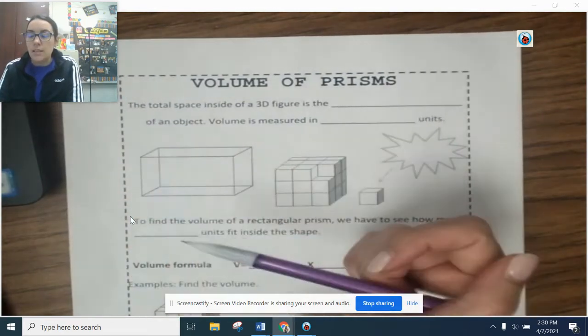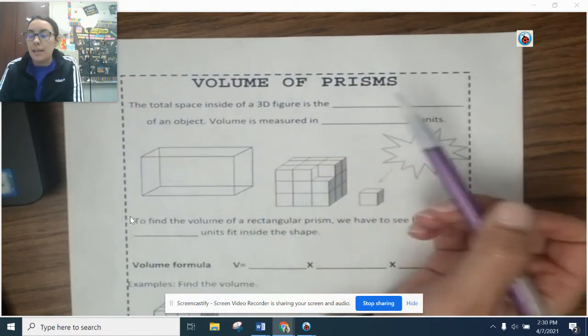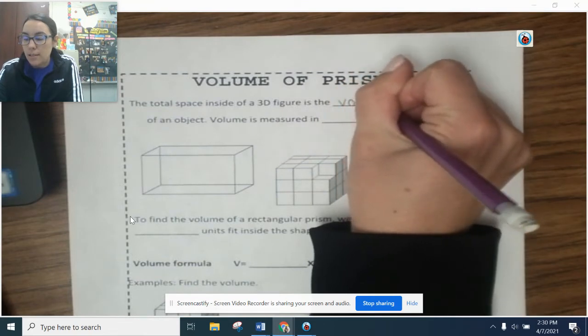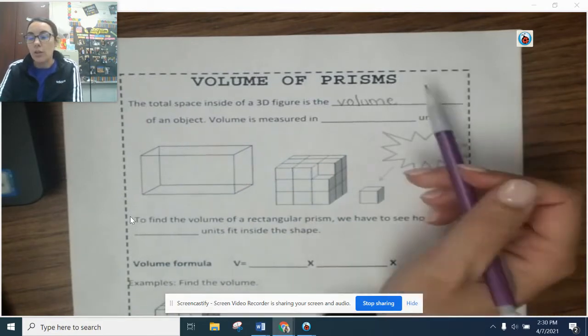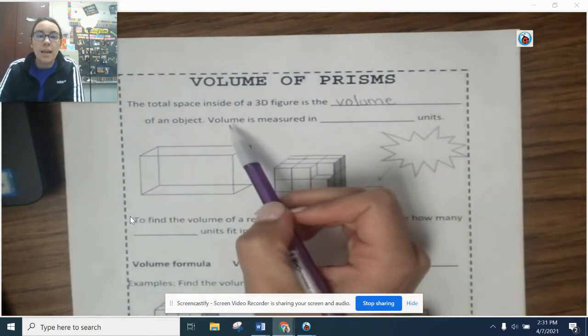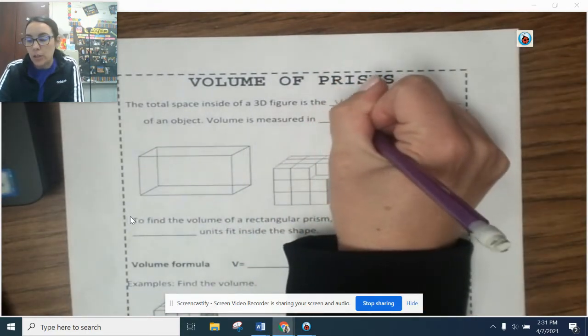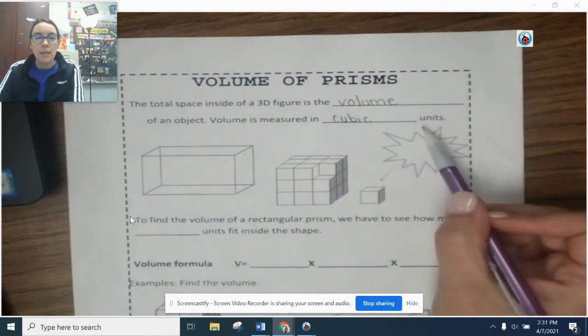So it says the total space inside of a 3D figure is the volume. You guys hit that nail on the head yesterday. It's the amount of mass or space inside of an object, okay? So that's your volume, just like you learned in science. Volume is measured in cubic units, and we talked about that yesterday with our actual cubes, which I might go grab in a minute for this activity, okay?